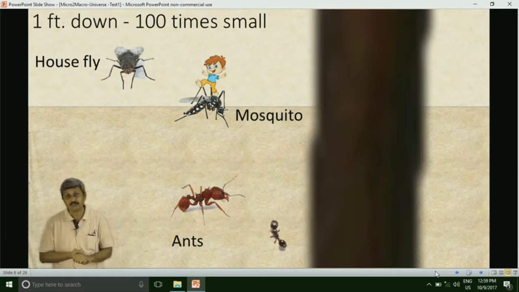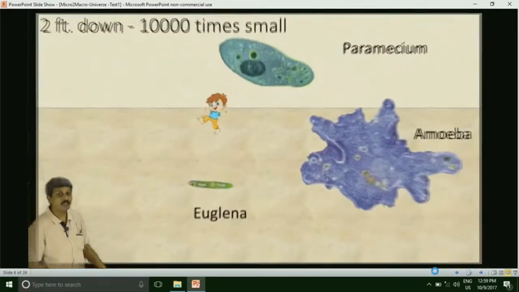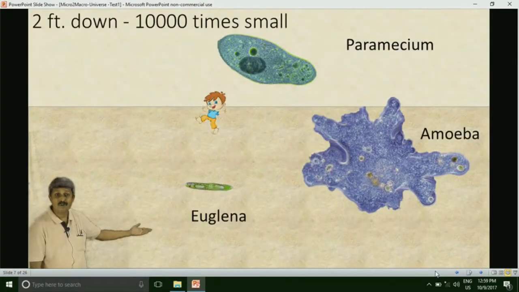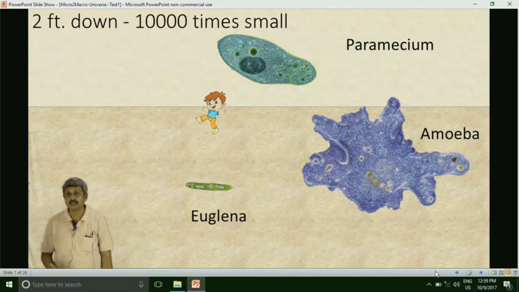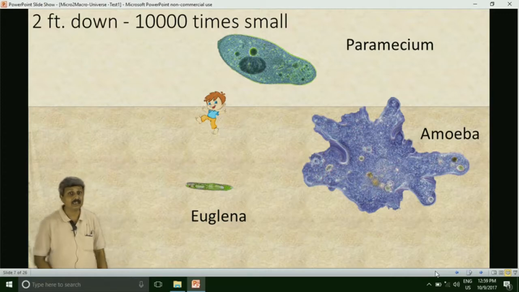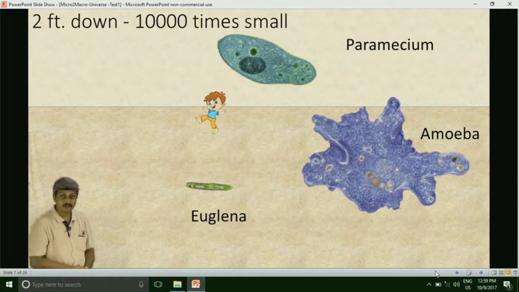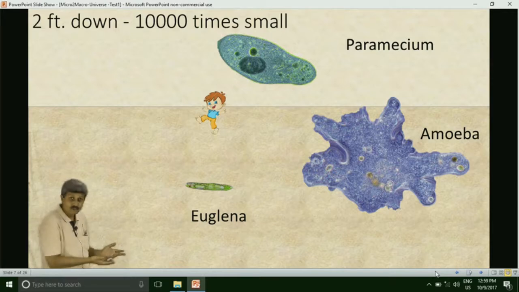And then you continue to fall. When you continue to fall, you go to the next level. You become smaller by 10,000 times. Suddenly, when you become 10,000 times smaller, you start seeing very small organisms. These are what we call unicellular organisms, small ones, like amoeba. It takes any shape. Amoeba does not have a shape. So amoeba is actually very dangerous.